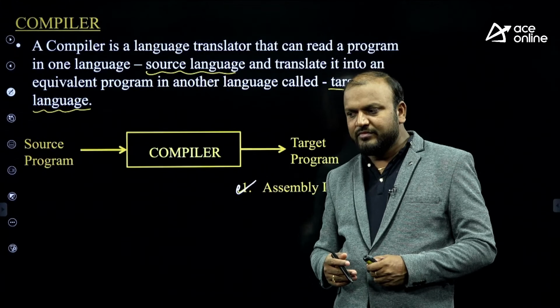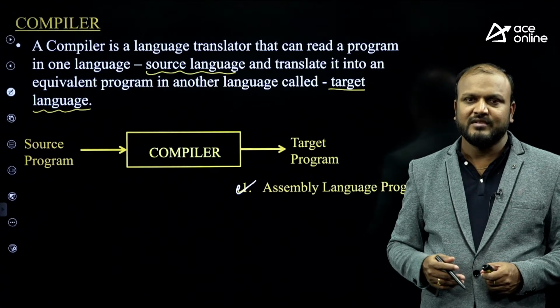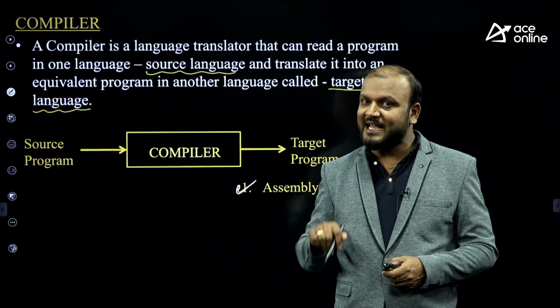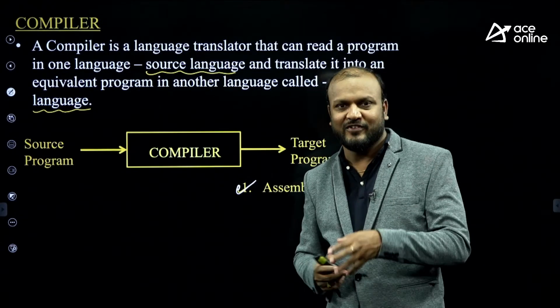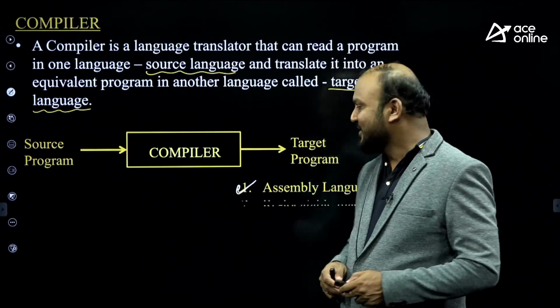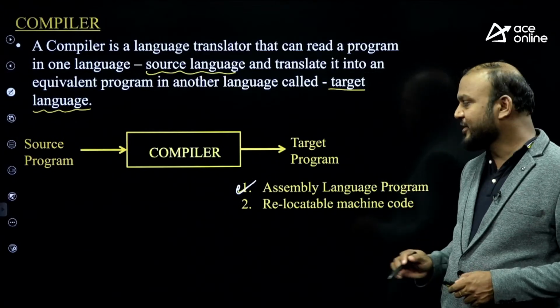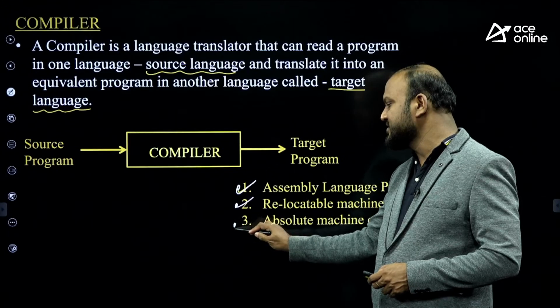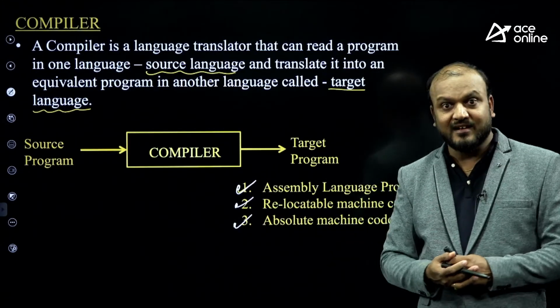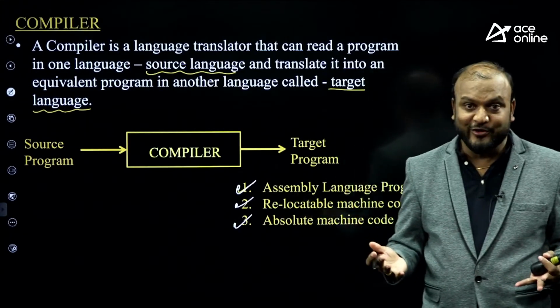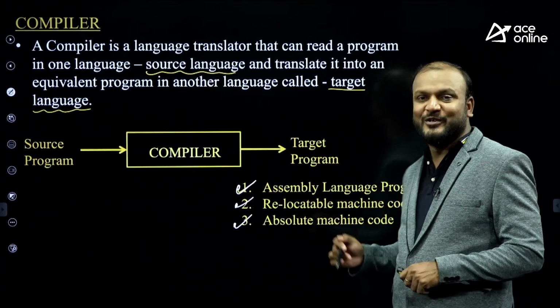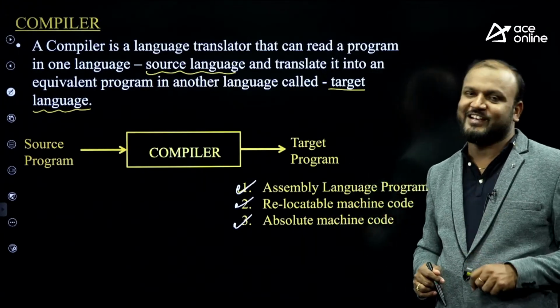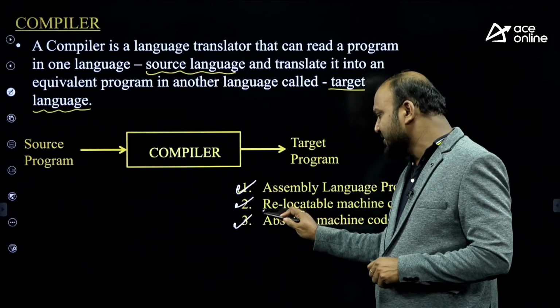Most of you know that machine code is only one. But actually machine code is of two types. What are the machine codes? There is relocatable machine code, and another one is absolute machine code. Then, sir, so far we know machine code only. Sir, what is that absolute and relocatable machine code? Don't worry. So what is relocatable machine code?